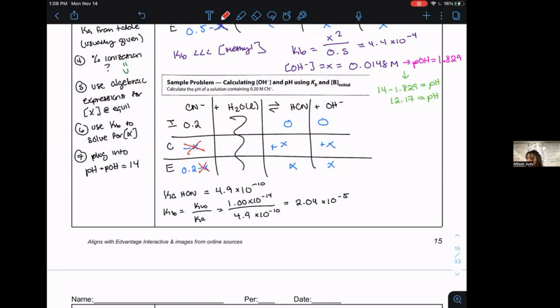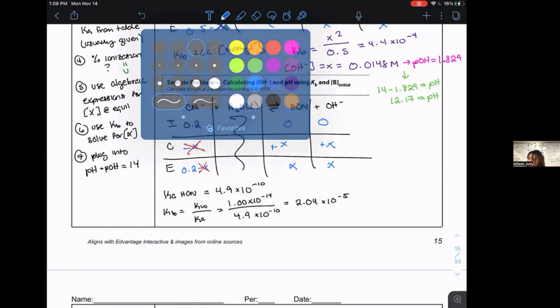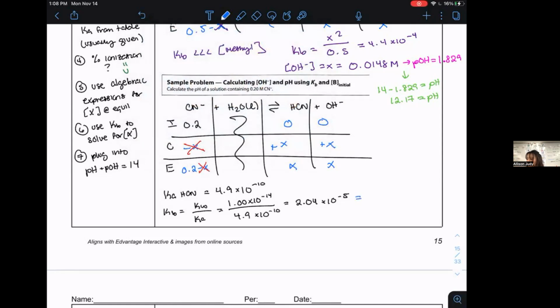So then you set up your equilibrium. Kb is equal to the equilibrium expression, the concentration of HCN conjugate acid and OH minus hydroxide ion multiplied together, x times x is x squared, all over 0.2. You solve for x and you get that x is equal to about 0.00202, which is, by the way, equal to the concentration of OH minus at equilibrium.